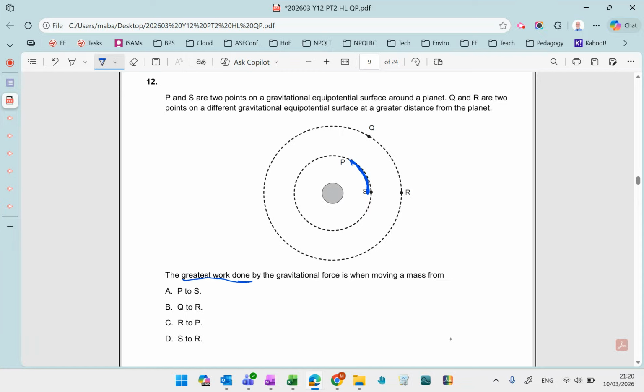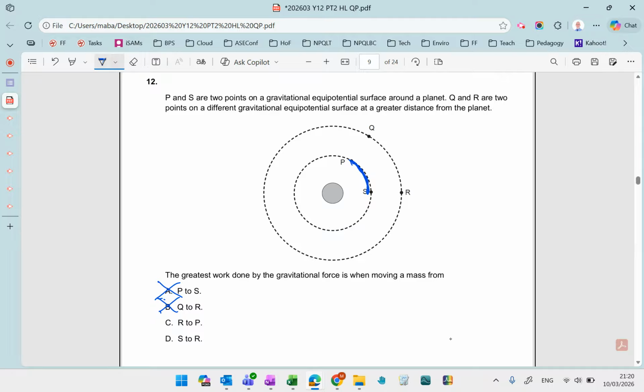So we're not going to do any work moving something from P to S, right? So we can get rid of that one straight away. Similarly, Q to R, you can get rid of that one because they lie on the same equipotential line, right? And then the next bit, it all hangs on one word, right?